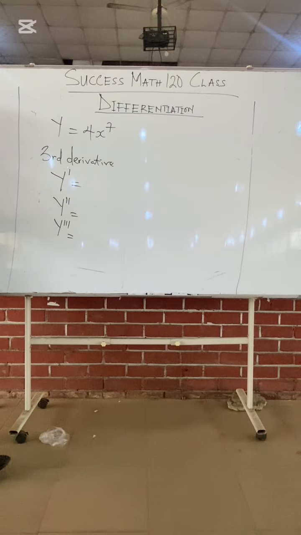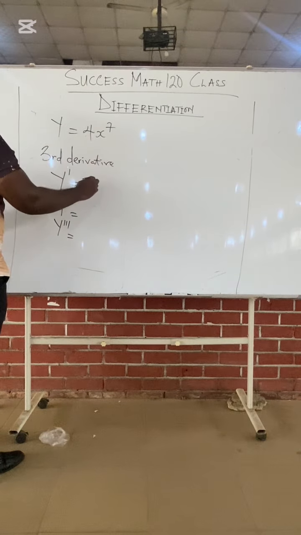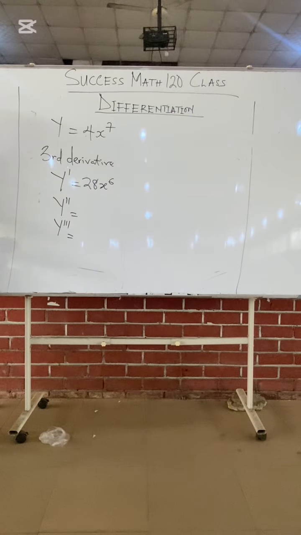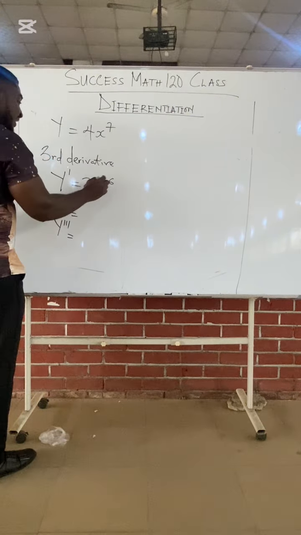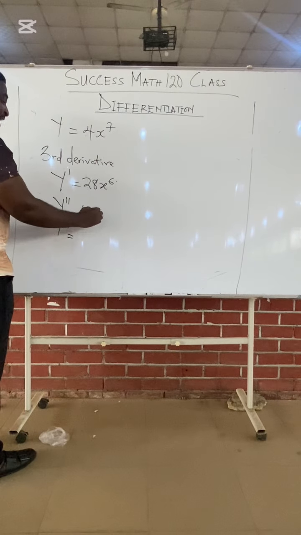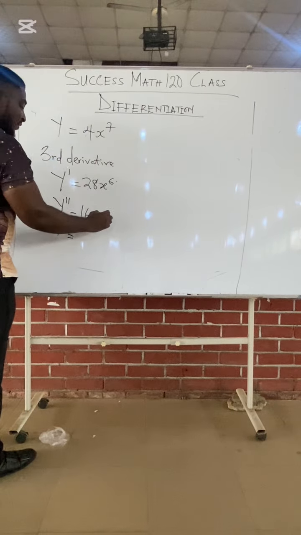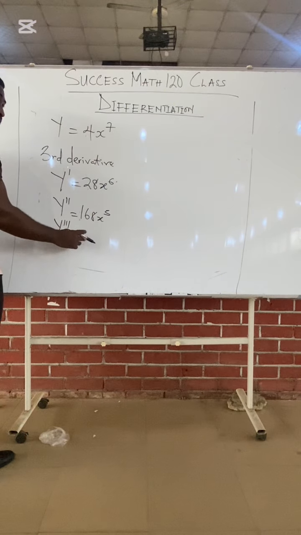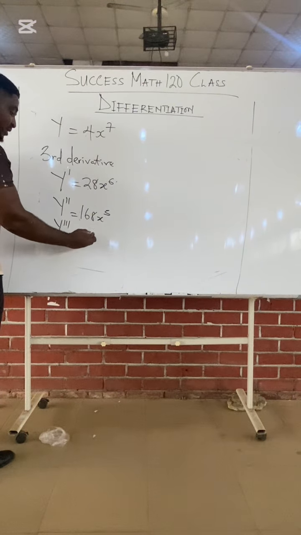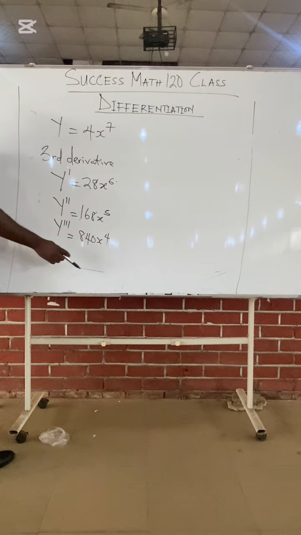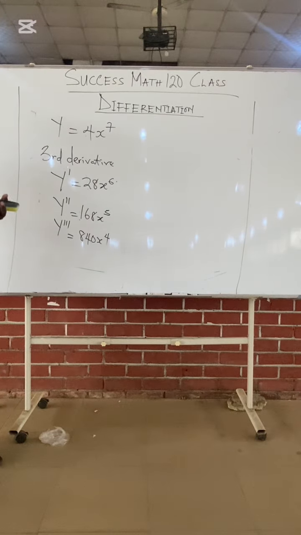Let's differentiate the first time. What do we have? 4 times 7, 28x raised to power 6. Subtract 1 from the power, right? Second derivative, 28 times 6, someone should help me. 168x, 6 minus 1. Third derivative, 168 times 5, 840x raised to power what? Notice that the power is reducing by 1 as you are coming down.